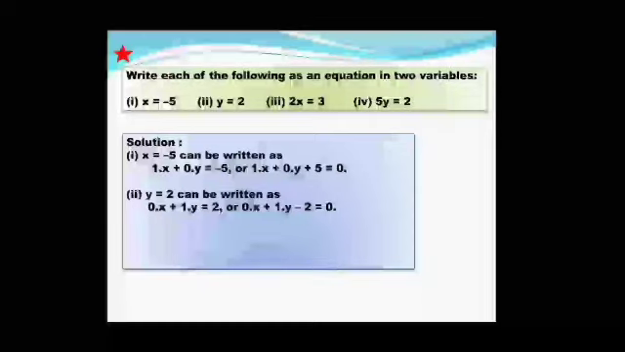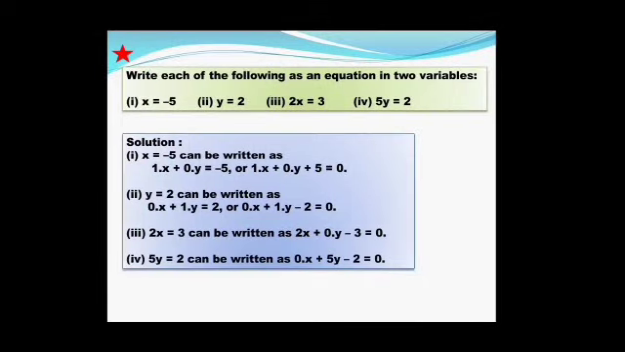In second part, y equals to 2, x is missing here, so we can write as 0 into x plus 1 into y equals to 2. And when we shift 2 into left hand side, we will get 0 into x plus 1 into y minus 2 equal 0. Similarly, we will solve third and fourth part also.